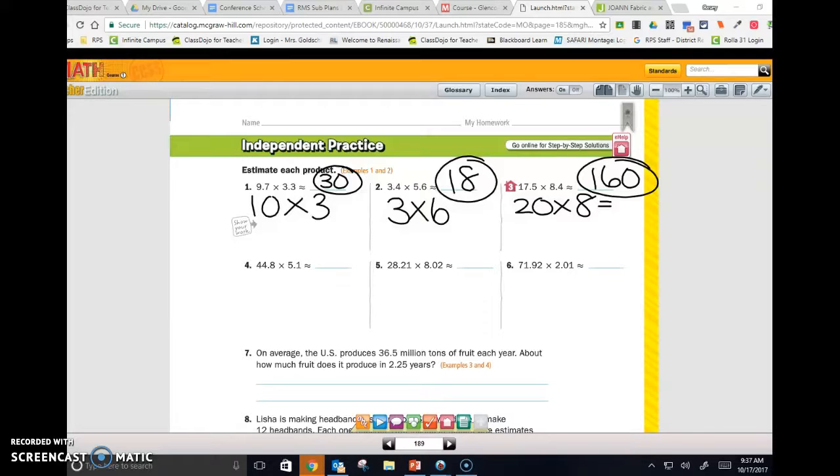Ava, what are we going to do with 44.8? You're going to change it into a 45, but you need to change it to a 50. It's a 4 though, so 4 stays. So we're going to say 40.